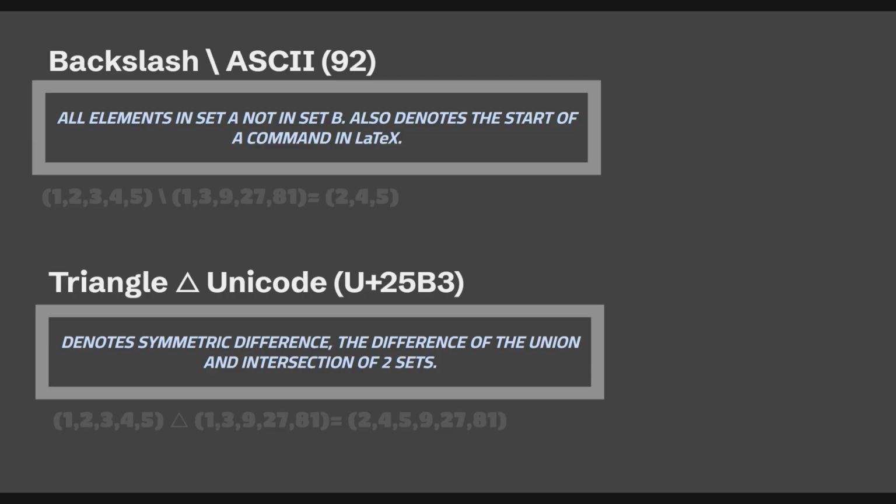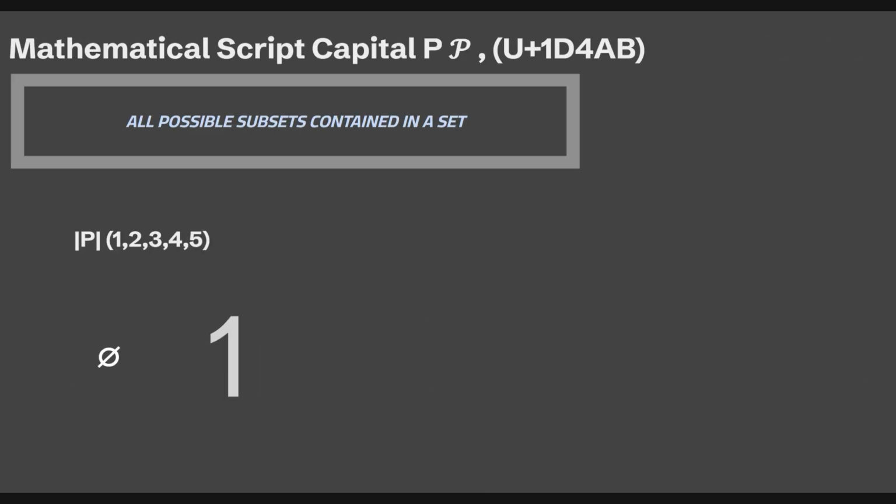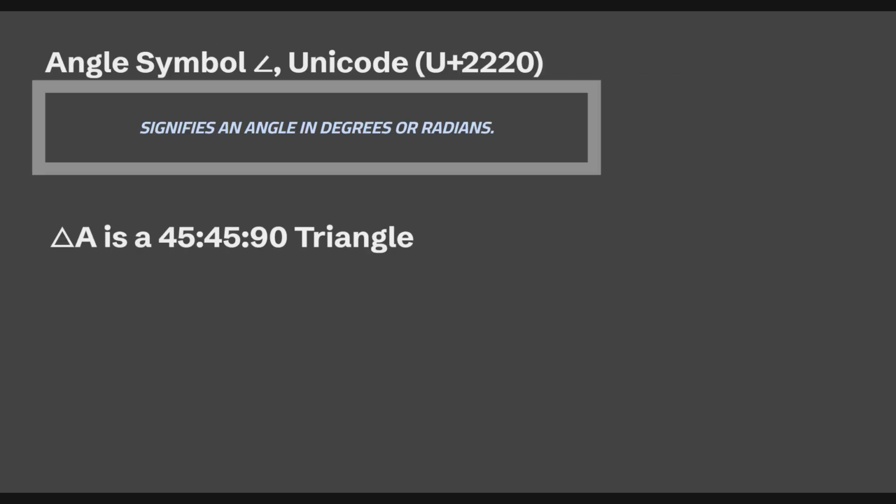Backslash denotes set difference, where all elements in set B are removed from set A. The mathematical script P denotes all possible subsets of the set, or the power set. It can also be written as absolute value notation with two vertical bars around it. The angle symbol represents the angle in radians or degrees.